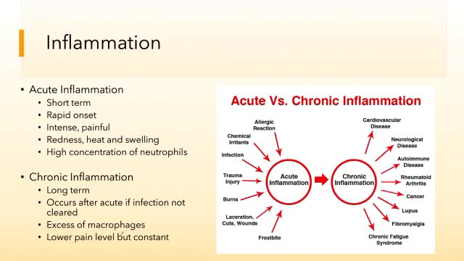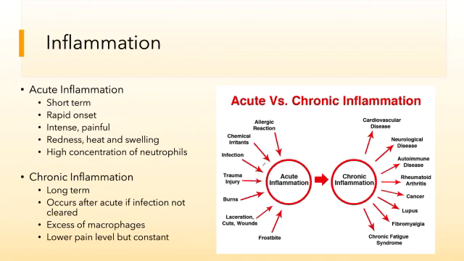It includes redness, heat, and swelling, and a high concentration of neutrophils are associated with acute inflammation because neutrophils are those phagocytic cells that are going to respond very rapidly. And we have a high concentration of neutrophils compared to other white blood cells as well, so neutrophils are going to respond first.